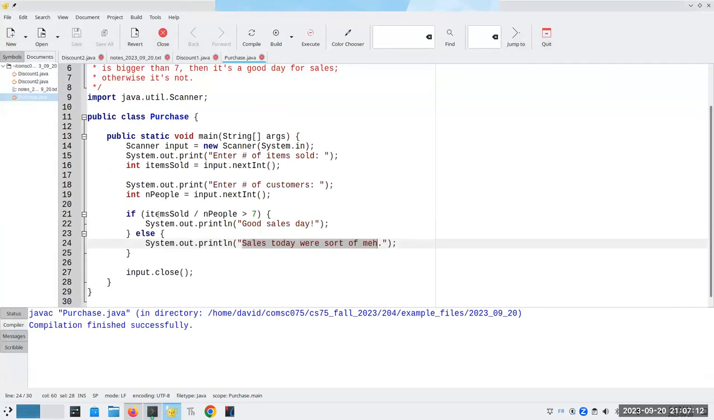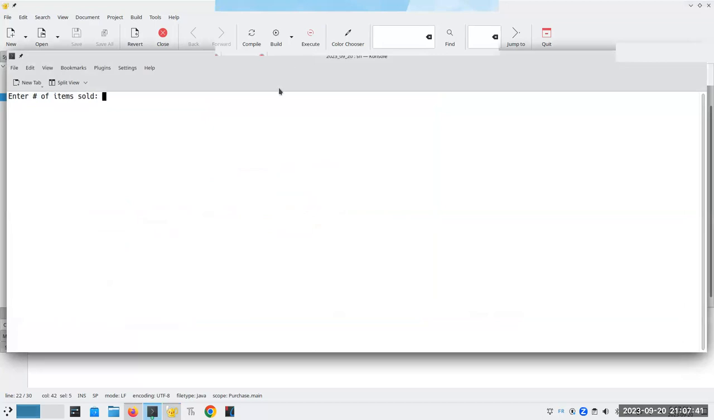Now, I'm going to do something here. I'm going to check to see if the number of people is greater than zero and the items sold divided by the number of people is greater than seven, then it's a good sales day. Otherwise, sales today were sort of meh. So if I have, again, 120 items with, let's say, 11 people, good sales day. And now if I say 120 and I actually put in a zero here, wait a minute, how come that worked?